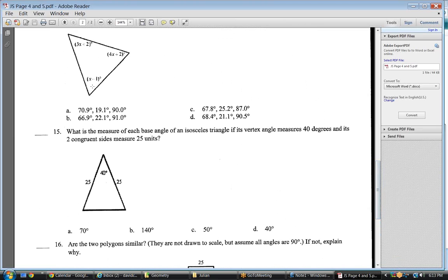Are there any questions about how to solve that? No, I think I got it. So what's the next line? 8x plus 3 equals 180. And then minus 3. So now you have 8x equals 177. And then divide by 8.